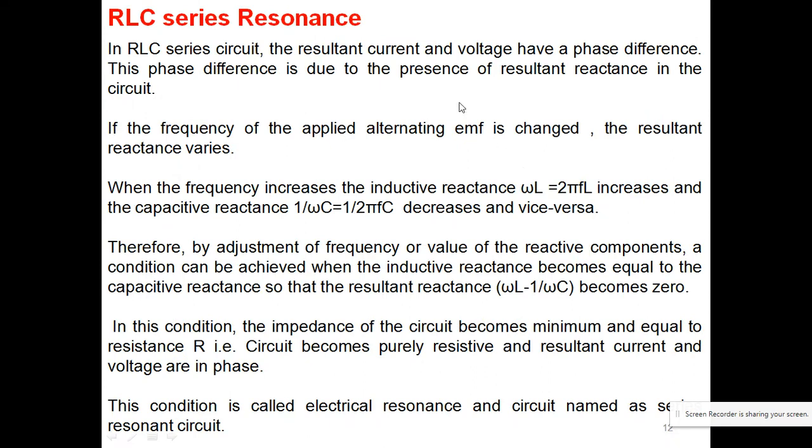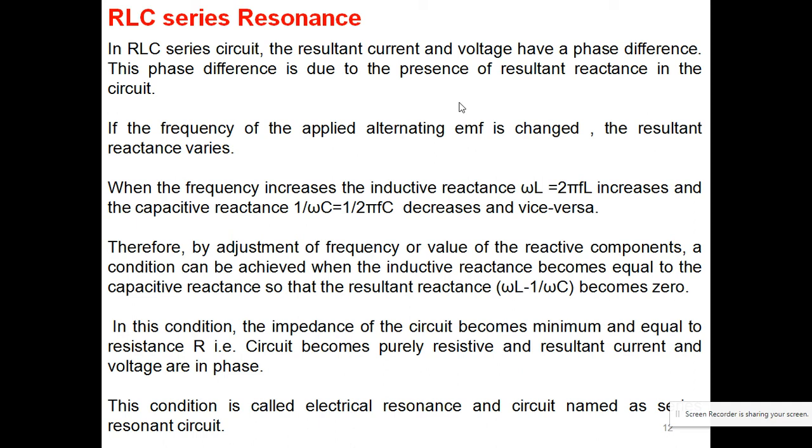Now, a very important aspect of the RLC series circuit is the RLC series resonance. What is the meaning of this, and what is the effect of resonance on the current, impedance, reactance or power factor? Let me explain. In an RLC series circuit, the resultant current and voltage have a phase difference. We have seen the phase difference represented by tan phi equal to XL minus XC upon R, which we defined here.